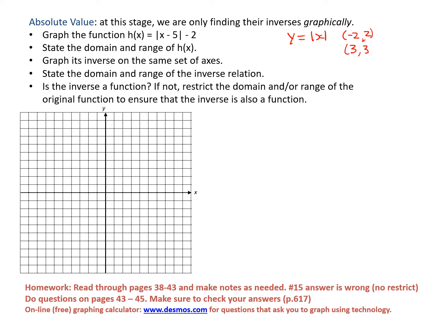So 3 stays a 3, 0 stays 0. This is a V shape, and it is completely linear on either half. It's like a line bent in half. So let's put a scale on here. I've just placed my scale in here. I'm counting by ones, but I only labeled every second one because it's a bit crowded here.